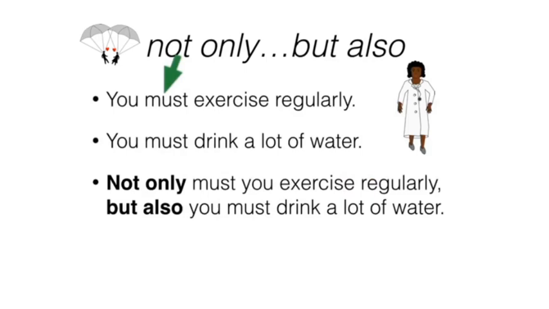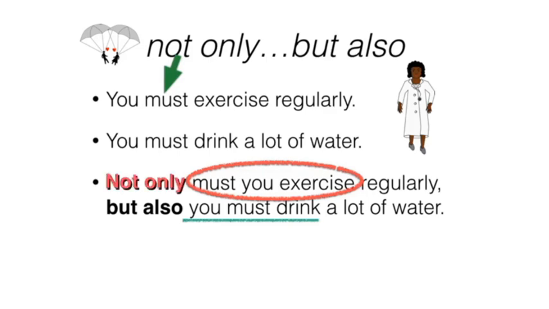If there is already a helping verb, such as a modal verb, simply invert the subject and the modal in the clause that comes after not only. Again, the second clause will follow the normal order of subject, helping verb, main verb. Remember, this only happens when not only comes at the beginning of a clause and when two clauses are paralleled.